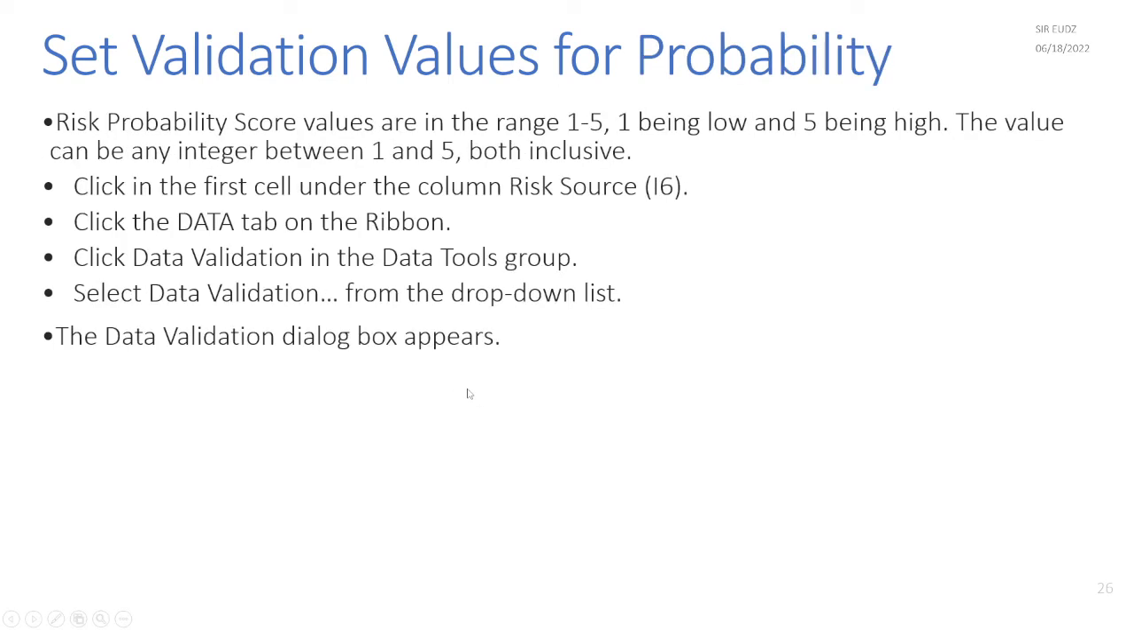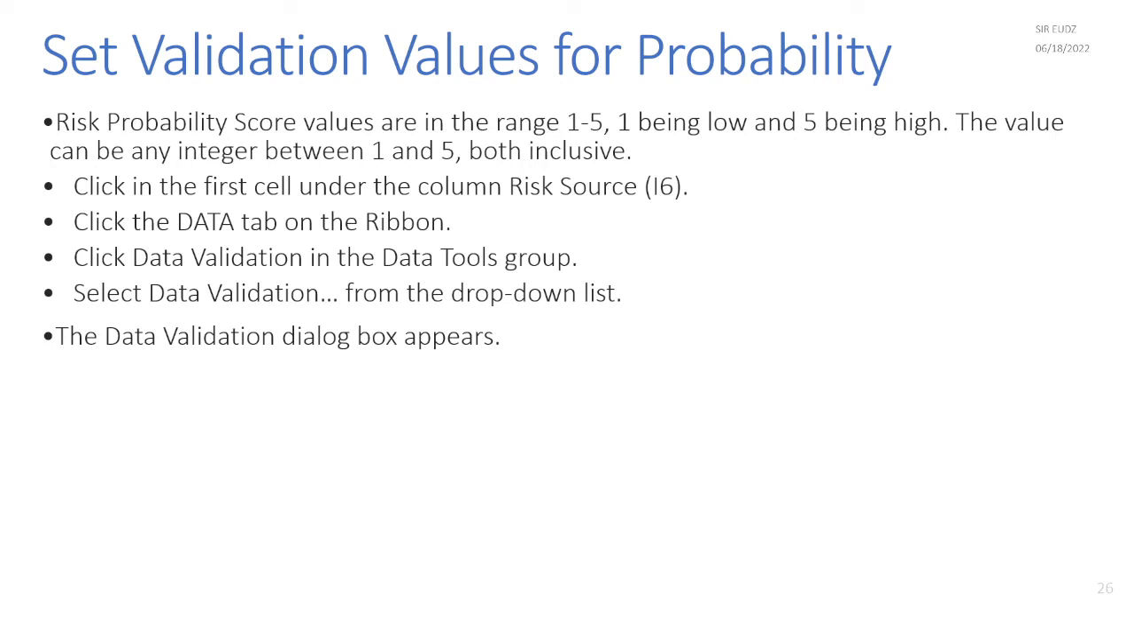Set data validation for probability. Risk probability score values are in the range 1 to 5, 1 being low and 5 being high. The value can be any integer between 1 and 5, both inclusive.